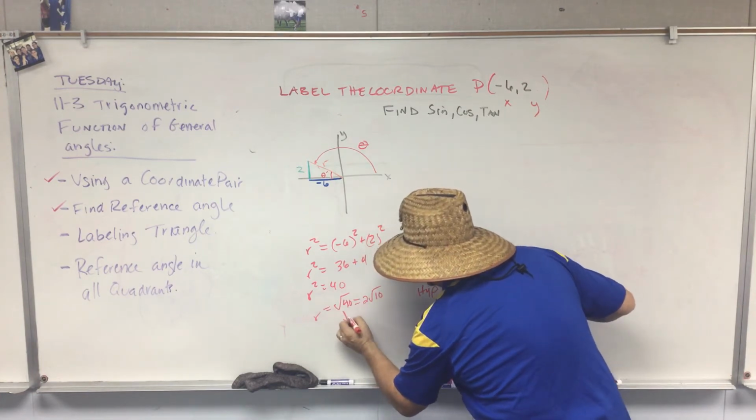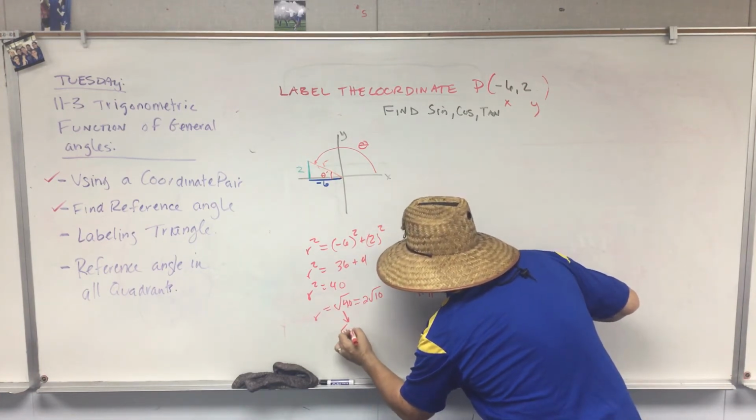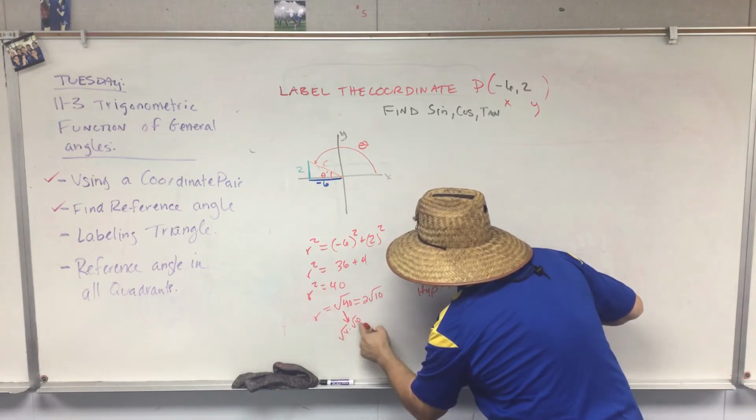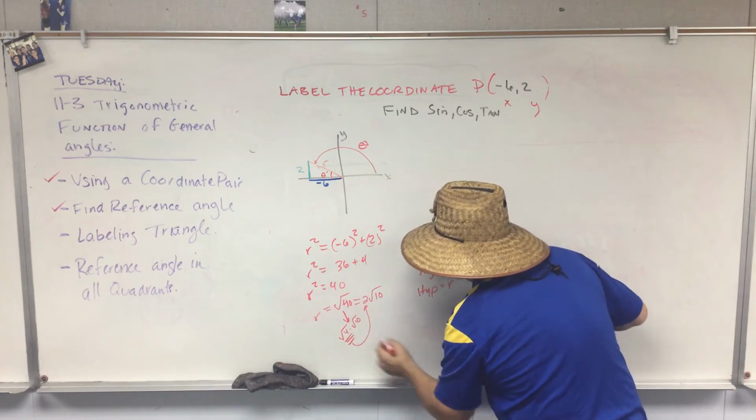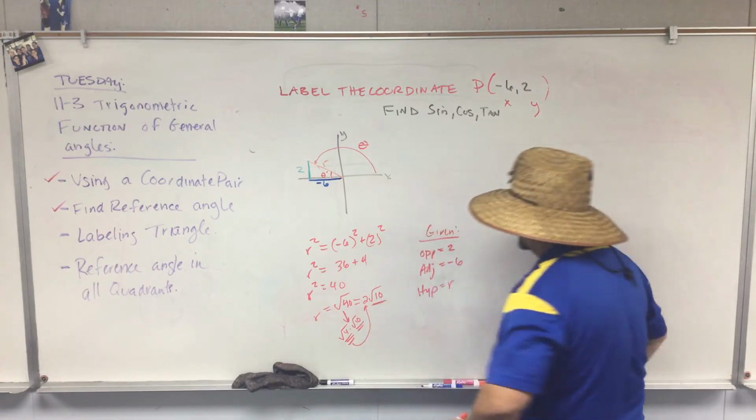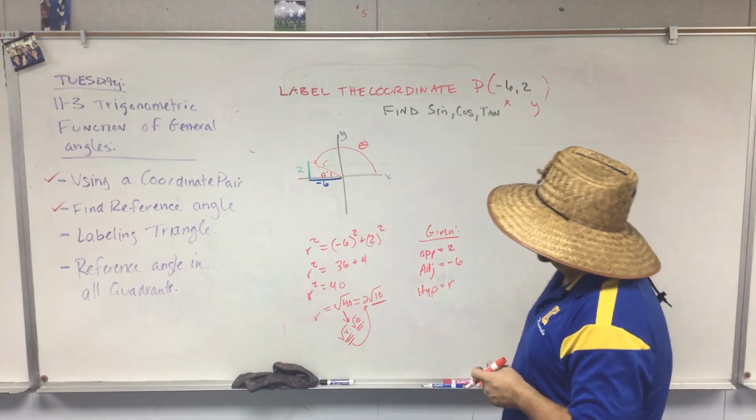So how did I get there? I took the square root of 4 times the square root of 10, which is square root of 40. What's the square root of 4? It's 2, and 10 goes right there. Okay. So there's my radius.